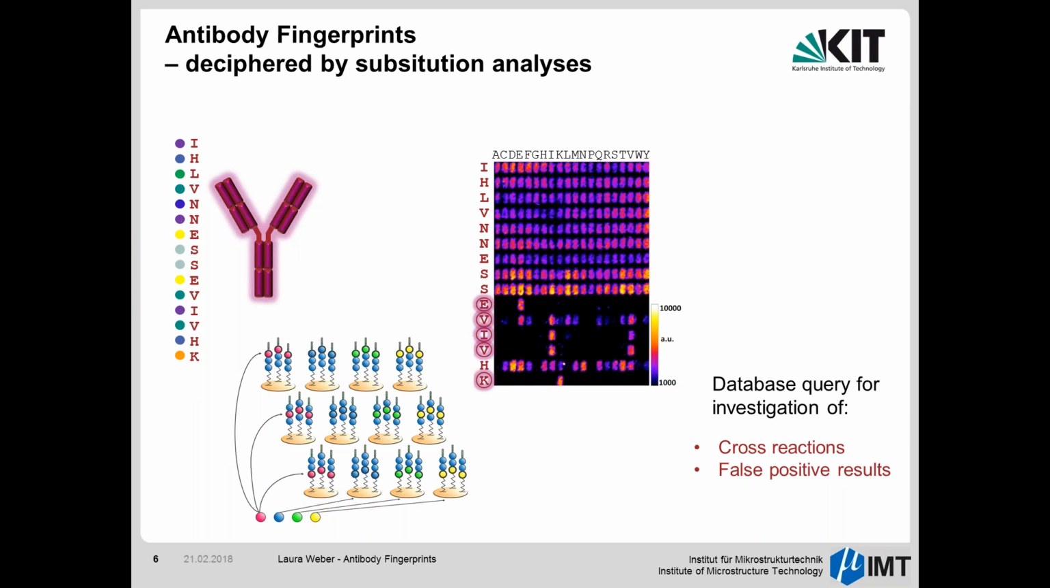So identified motifs of binding relevant amino acids can be cross-checked against databases to identify antigens from other pathogens that share the motif. By these bioinformatic analyses, cross-reacting antigens can be identified, and therefore false positive test results of diagnostic tests can be excluded or investigated.